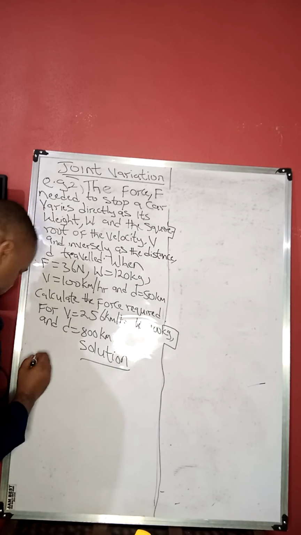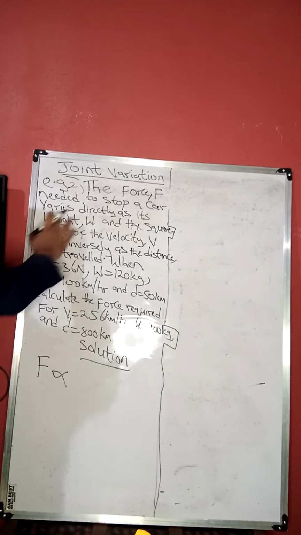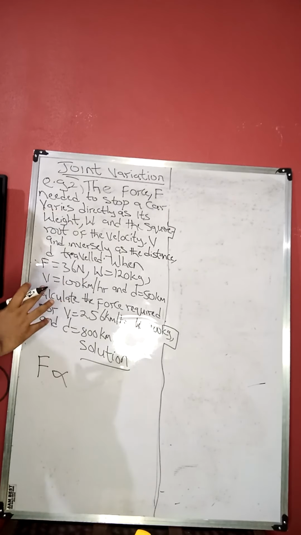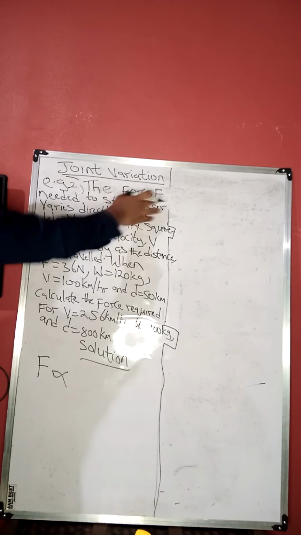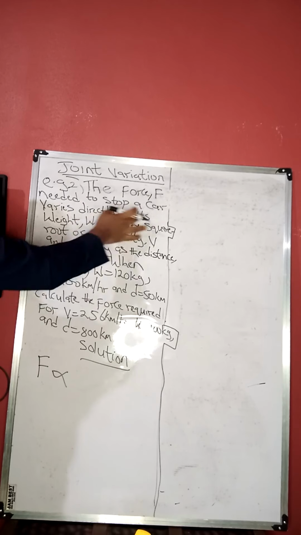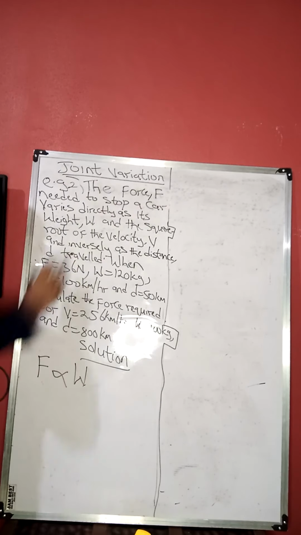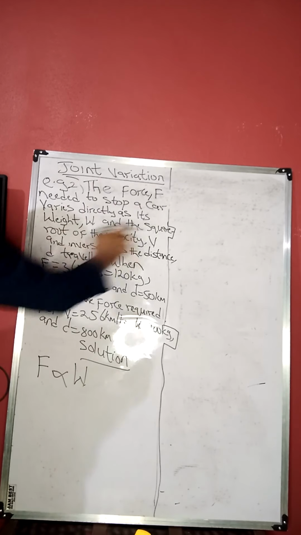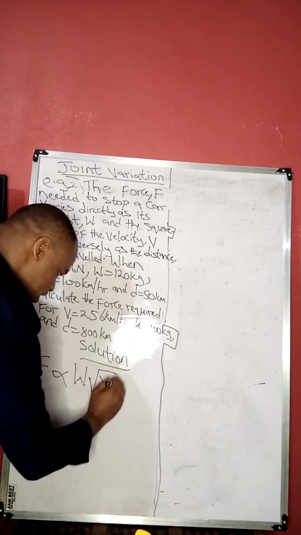Alright, it says what? The force F varies directly. If you look at this question now, you are having more than 3 variables. You're having 4 variables. The force F needed to stop a car varies directly as its weight W, also varies directly as the square root of velocity V.